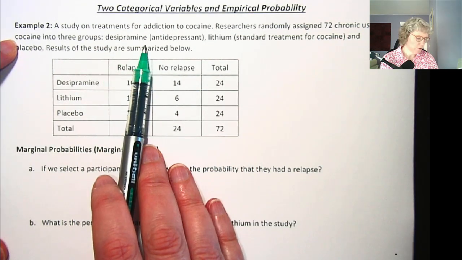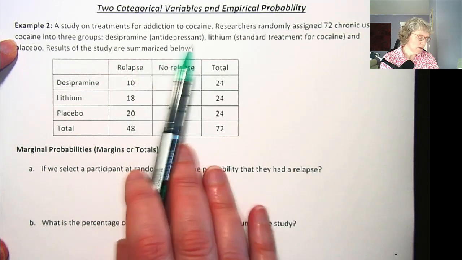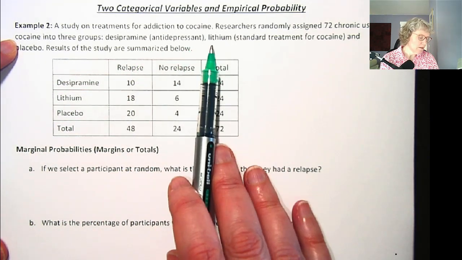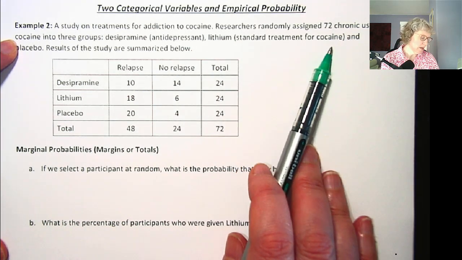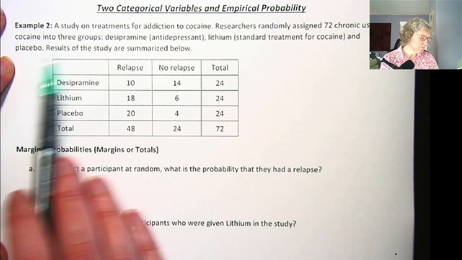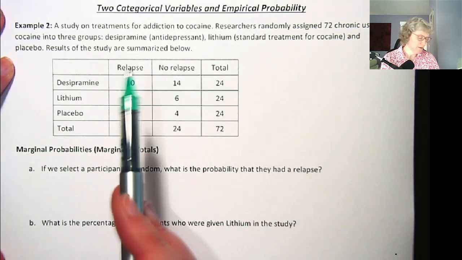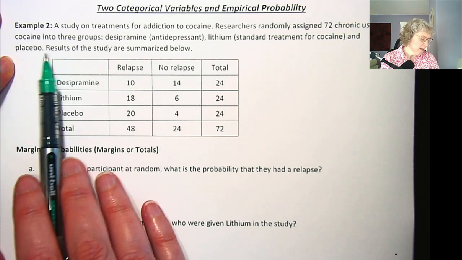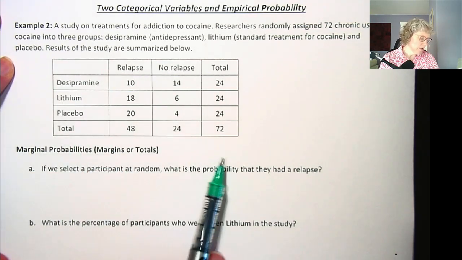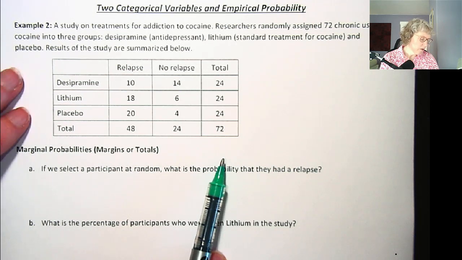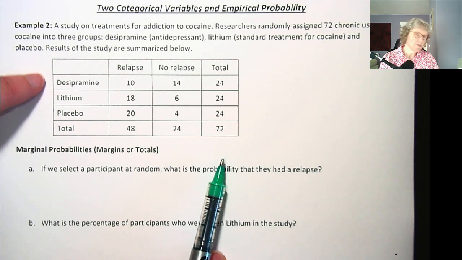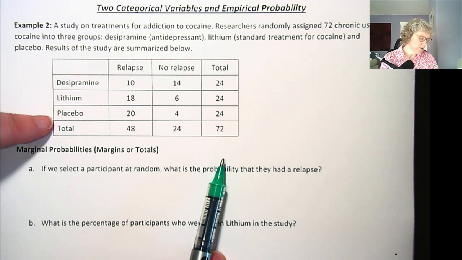Desipramine was given to one group, which is an antidepressant, lithium, which is a standard treatment for cocaine, and a placebo. So this is an experimental design, kind of like we have learned about before. And then the results of the study are summarized in this table. Okay, so our two variables are, first of all, the treatment group. So one is in the rows. The rows are desipramine, lithium, and placebo.